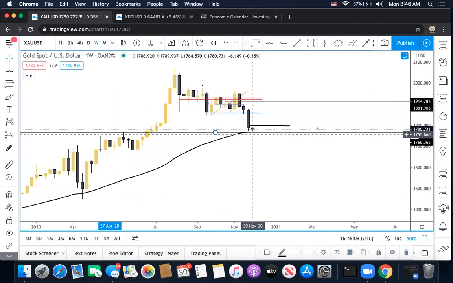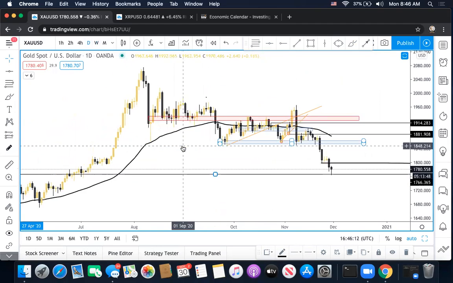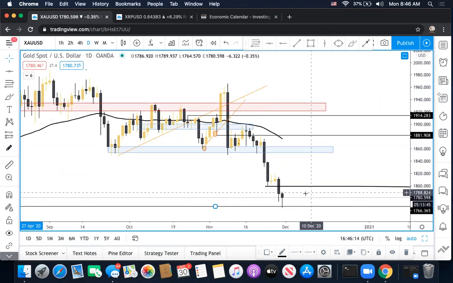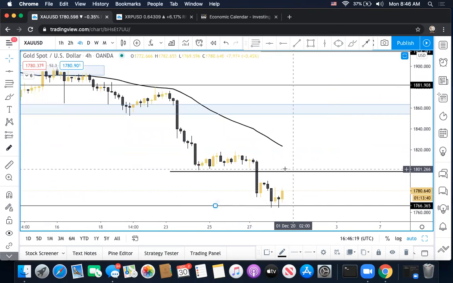Right? It came down there and retested that perfectly. So really, I'm going to see if price can come back up and reach 1800. That's where it's looking like.